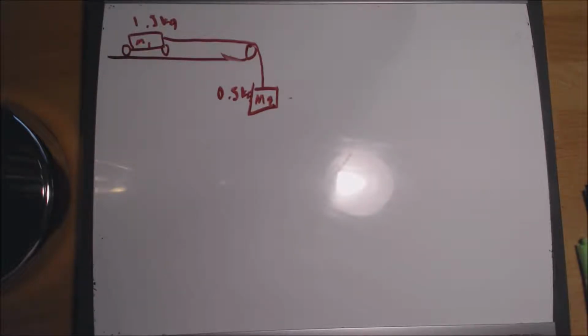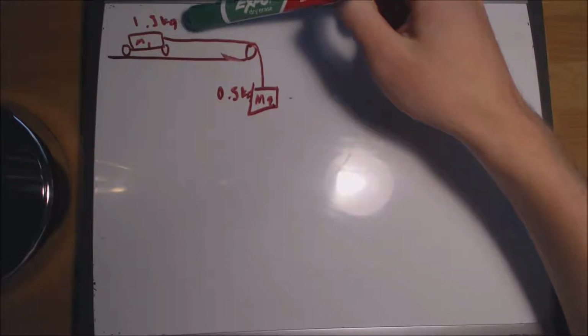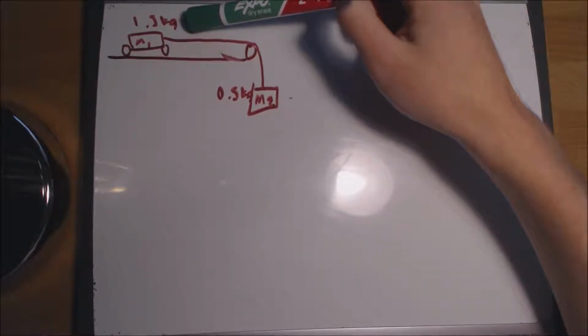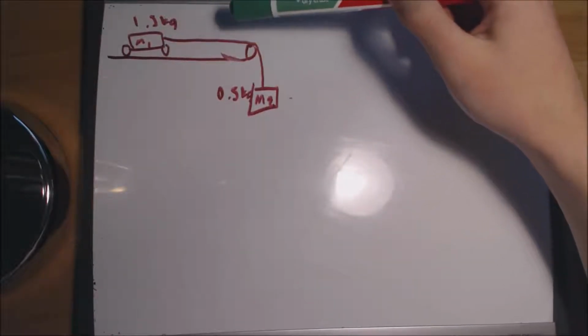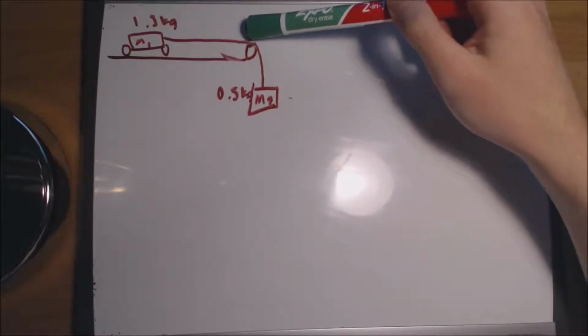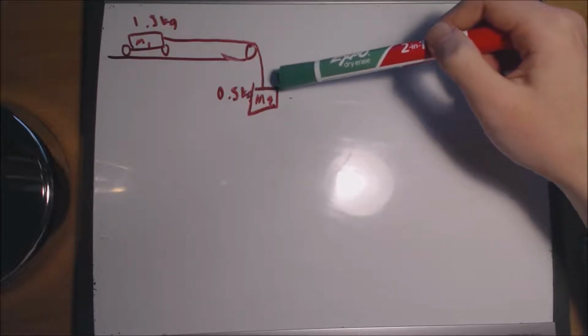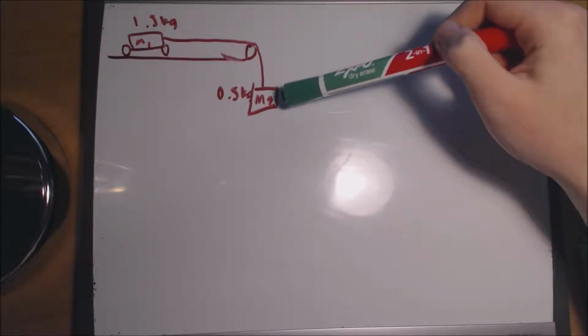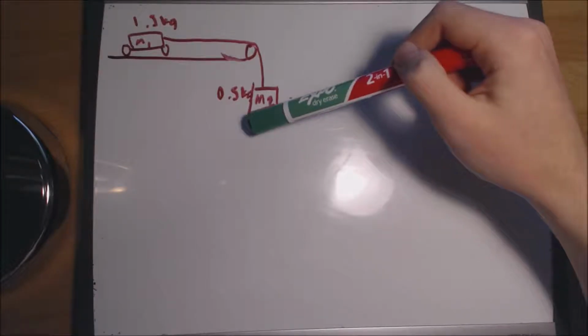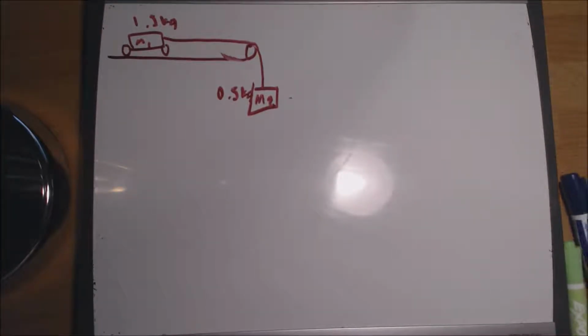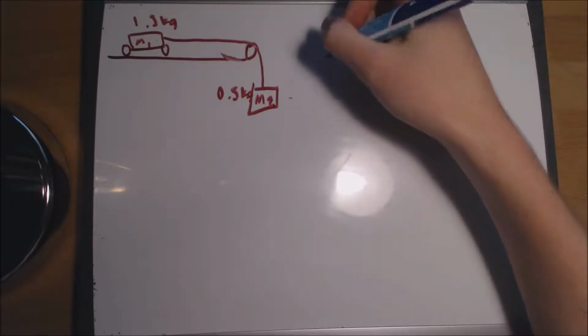This is the modified Atwood's machine. In this situation we have a car which weighs 1.5 kilograms, with no friction on the car, attached to a string. The string goes over a pulley and is connected to a mass of M2, which is 0.5 kilograms. First thing we want to do is draw a force diagram for the cart and the mass.